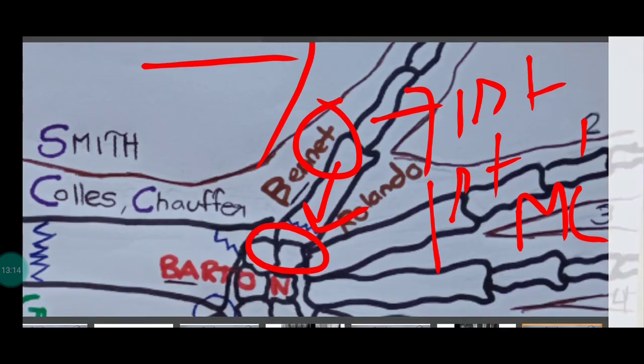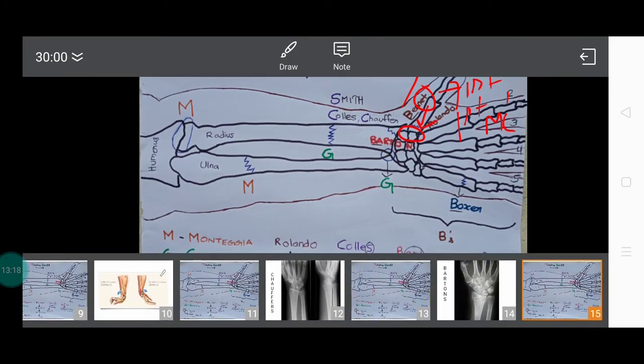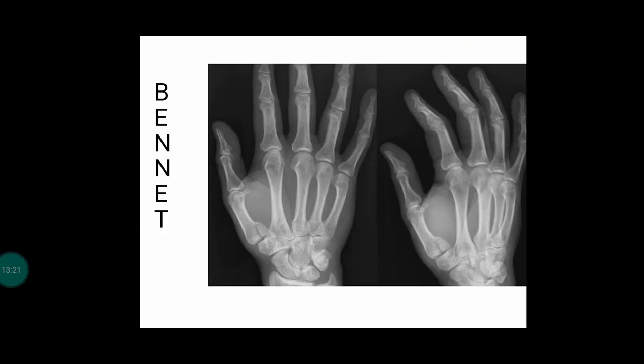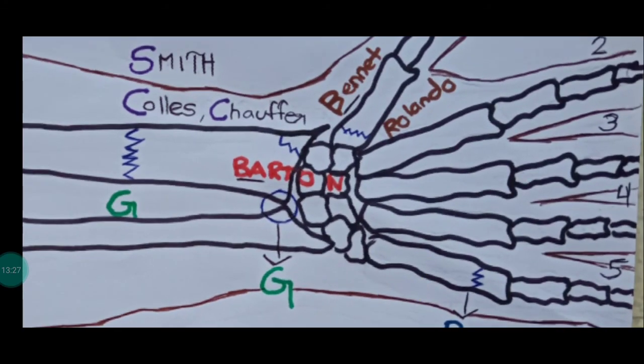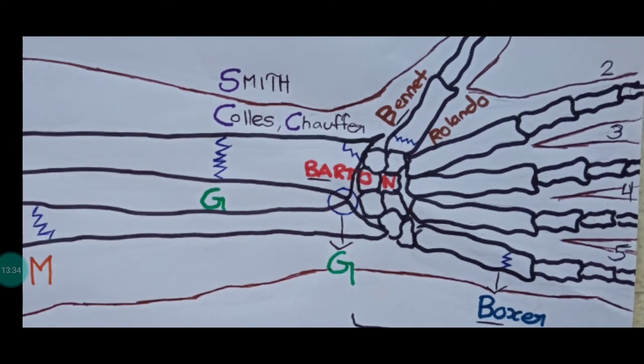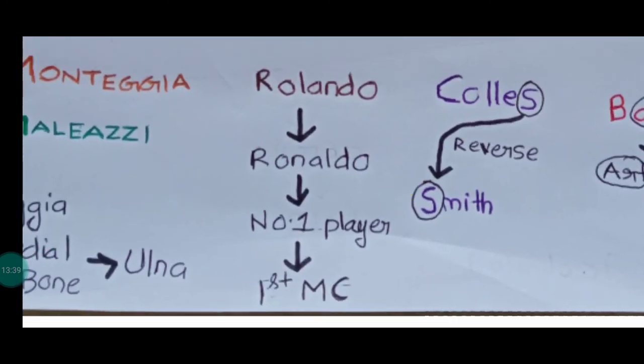And there's an extra fracture to remember in this case. In this case, it's an extra fracture, that is Rolando's fracture. Rolando's fracture is also at the same location as that of the Bennett fracture. How to remember that is simple. Rolando, as we all know, is similar to the name Ronaldo. We all know Ronaldo is the number one football player, right?